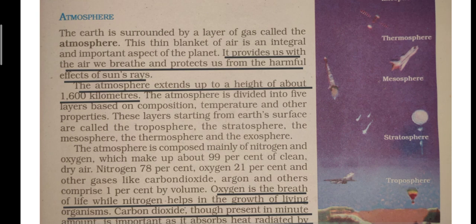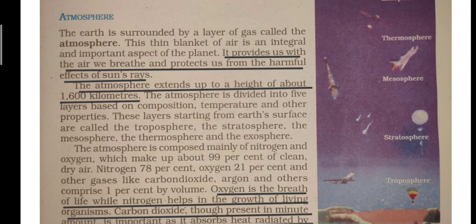Now this layer of gases is a very important characteristic of our planet earth because it has life supporting gases like oxygen and carbon dioxide, which are very important for the survival of human beings. And also children, this blanket of air protects us from the harmful effects of sun's rays. So atmosphere is useful to us in two ways. Firstly, it provides the air that we breathe, and secondly, it protects us from the harmful effects of sun's rays.